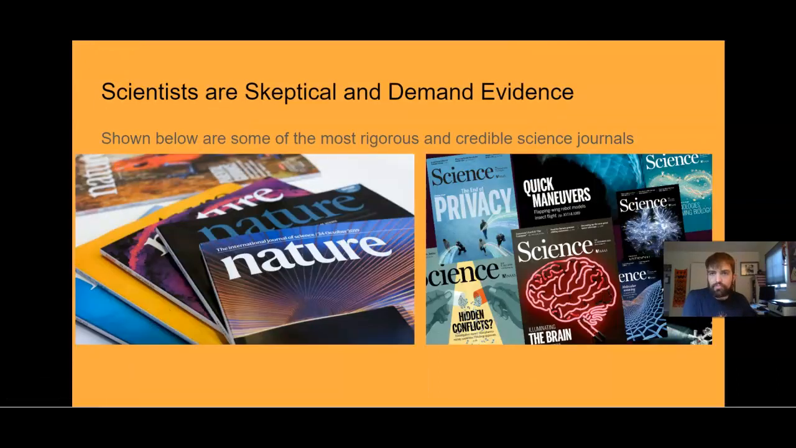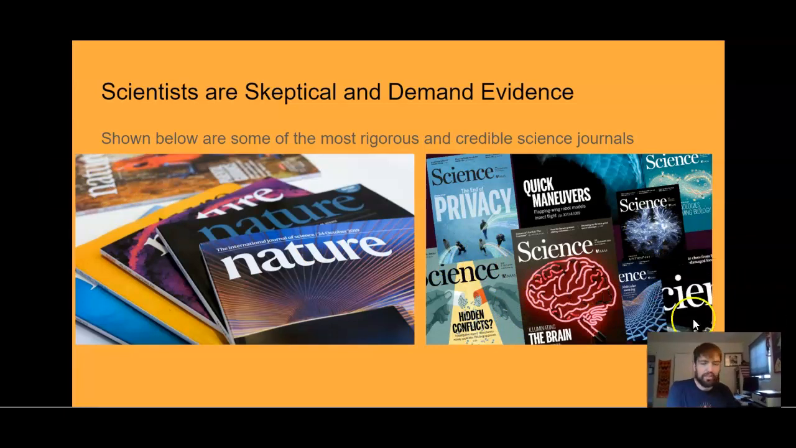All right. So scientists are skeptical and they demand evidence. And I just want you to know that these are some of the most rigorous and credible scientific journals. And there's a lot of really good, credible scientific journals, but it's really important to think about where these are coming from and which journals are publishing really good science.